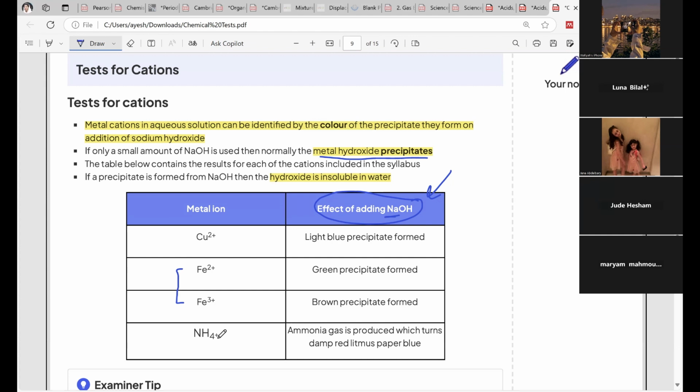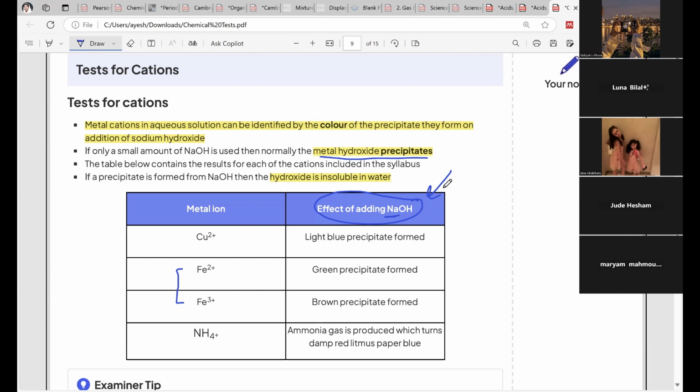Same for the ammonium. What is ammonium going to do? Whenever we have ammonium somewhere, ammonium means it is going to have ammonia gas inside. It means we can use the test for ammonia gas. As soon as you add sodium hydroxide, ammonia gas is going to be produced. And we did this in one of the classes as well, how to test ammonia gas. We can use the litmus paper. Red litmus paper will turn blue. It means that is the confirmation of ammonia gas presence.